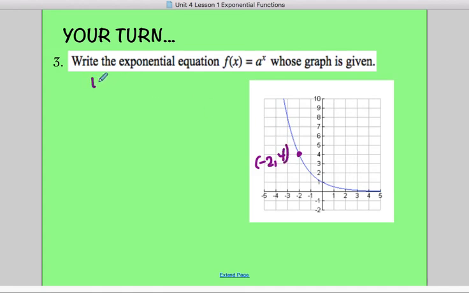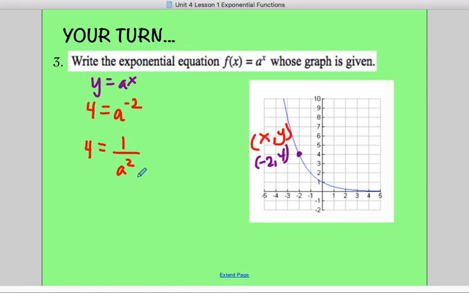And so really it's y equals a to the x. I am going to plug in my x value and my y value. So 4 equals a to the -2nd. Whenever we have negative exponents, we rewrite. Okay. So I'm going to rewrite this one. I have 4 equals a to the -2nd. I'm going to rewrite as 1 over a squared.